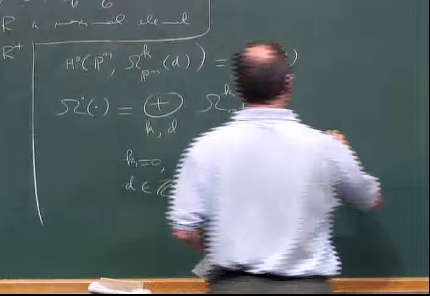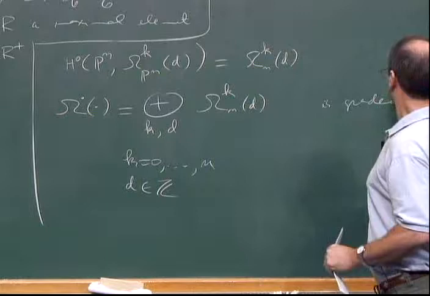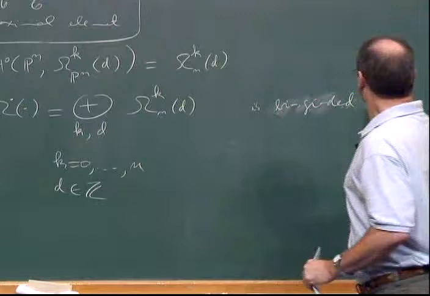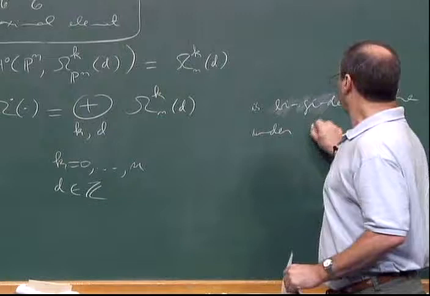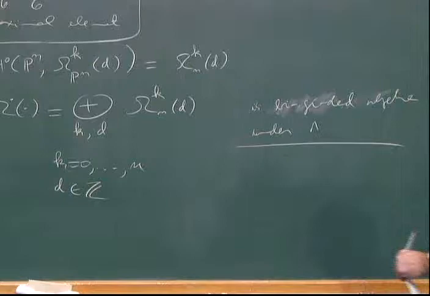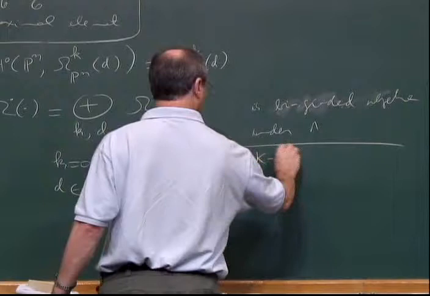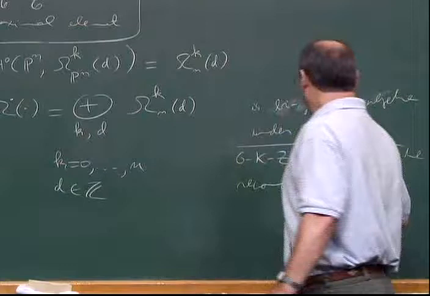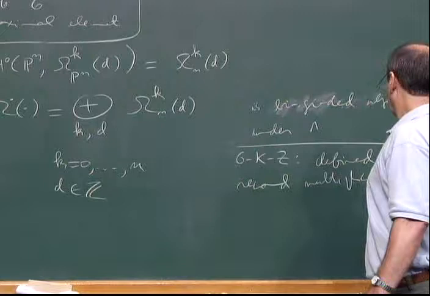Now this is a graded algebra, or bigraded algebra, under the exterior product of forms. But what I would like to use now is a definition of Gelfand, Kapranov, and Zelevinsky, who defined a second multiplication in the same set. Okay.